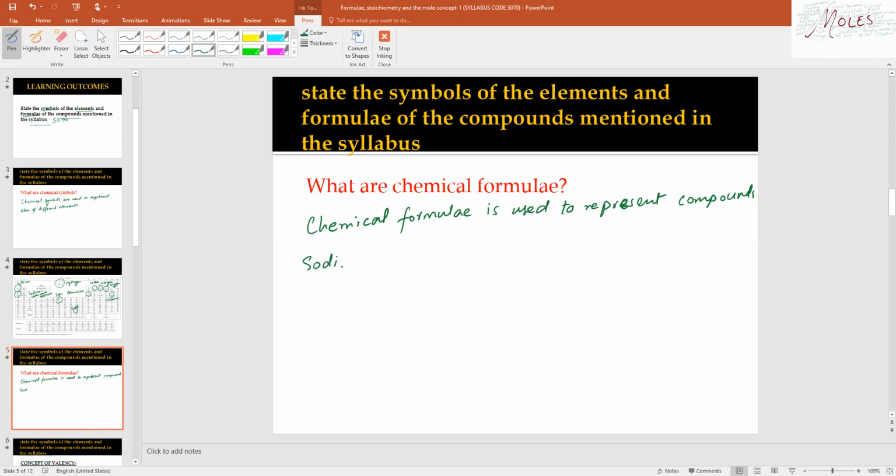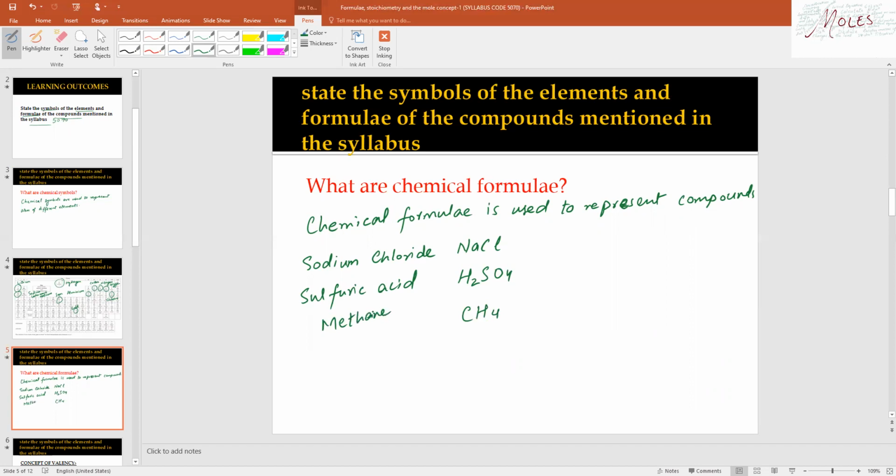For example, the chemical formula for sodium chloride would be NaCl. H2SO4 for sulfuric acid. Methane is represented by CH4.